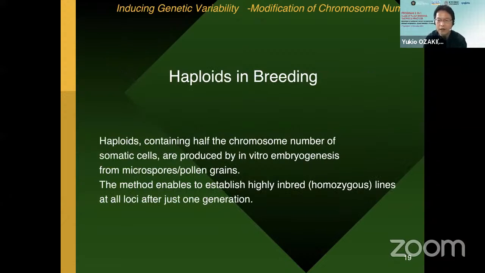Haploids contain half of the chromosome number of somatic cells. Anthers contain immature microspores or pollen grains with the haploid chromosome number. If successfully cultured, the resulting plantlet will have a haploid genotype. Haploid plantlets may arise directly from embryos or indirectly via callus.